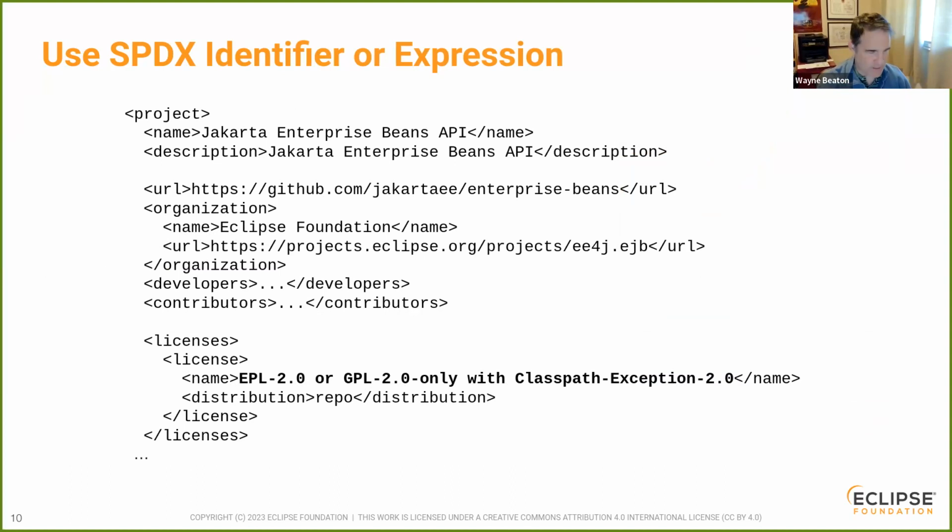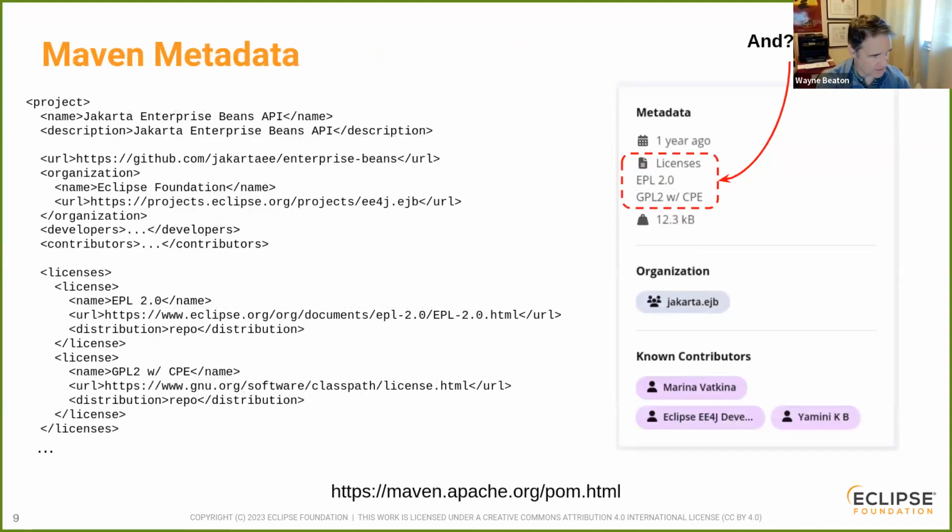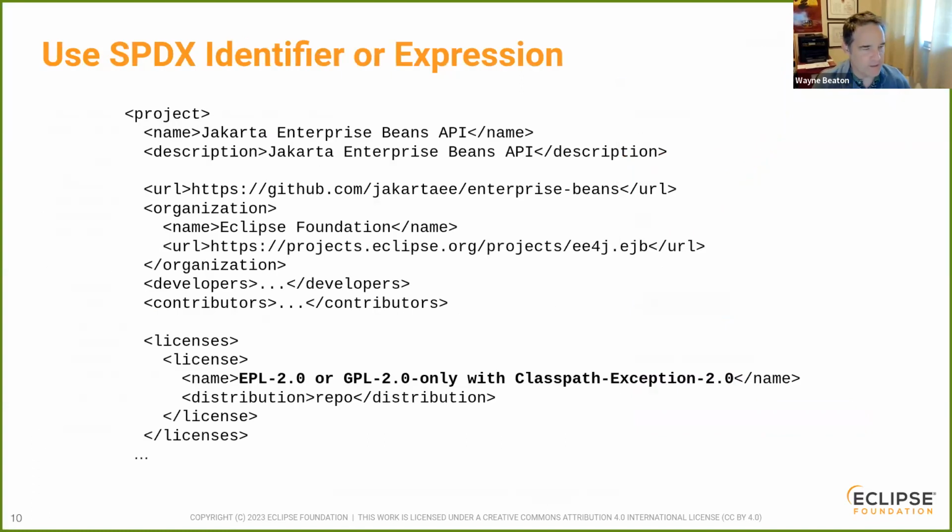So rather than specify two license clauses here, we have one that precisely describes the license of this component, and that information would again get propagated to Maven Central, so that somebody looking at the component can see very specifically how it's licensed. That information will get captured and put into SBOMs that are generated. That information gets passed downstream.